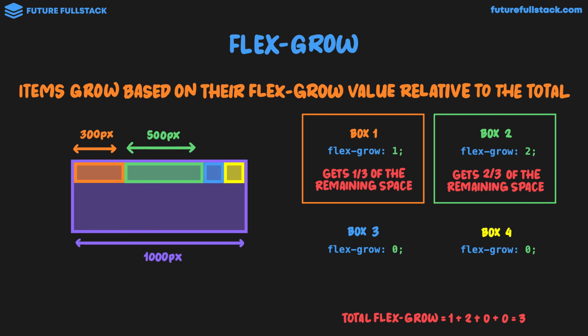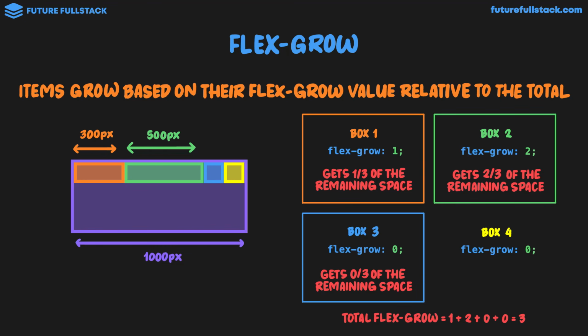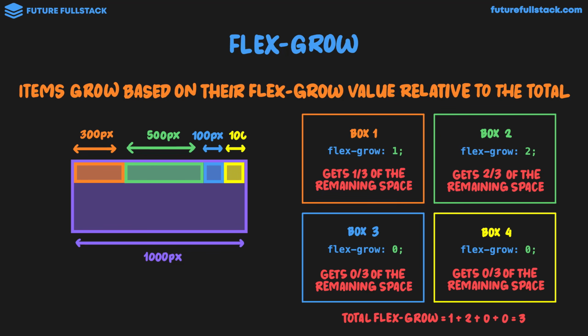Looking at box 3, it gets 0/3 of the remaining space, and that's because its flex-grow value is 0. 0/3 times 600 pixels of remaining space is just 0. So box 3 remains its width of 100 pixels. And the same thing happens for box 4. It gets 0/3 of the remaining space because its flex-grow value is 0. So it remains at 100 pixels. So you can see how the flex-grow value of 0 is just the default value, where by default, our flex items don't grow. So let's go play around with this inside VS Code.